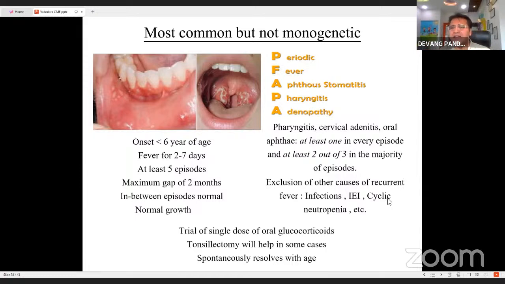And in this child, if you are sure that this is PFAPA, you can just give a single dose of oral prednisolone at 0.5 to 1 mg per kg per day, only a single dose, and this child will show a dramatic response. And sometimes we have to give it for 1 to 3 days as well. And if it is very severe and cumbersome, with very large tonsillitis and all that, tonsillectomy will help in many cases. And this is spontaneously resolving, so we are not much worried. This will not cause any permanent or irreversible damage.